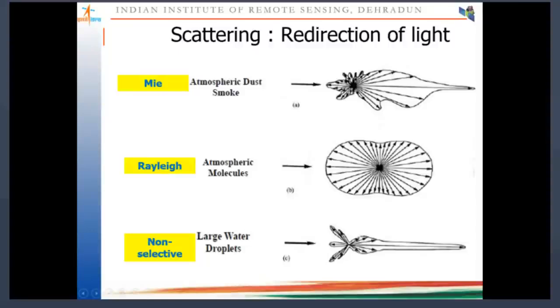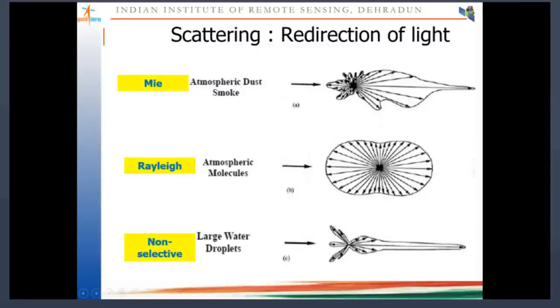So I'll just summarize so far what we have learned. So we have discussed what, why, and how part of remote sensing. We have also seen the different electromagnetic radiation regions where the sensors are usually designed for Earth observation. We've also seen what spectral signatures are. We've also learned about active and passive remote sensing.